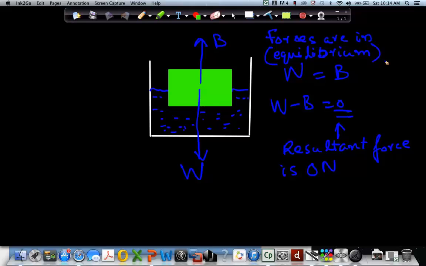I think the students have to concentrate in the class. The student is asking what is W and what is B. I had explained this in the beginning, right? So W is the weight of the body acting downwards because of gravity, and B is the buoyant force which is acting upwards, right? So right now the situation is that the weight and the buoyant force are equal to each other, and so there's no net force acting on the body, and so because of that you can say it's in equilibrium.